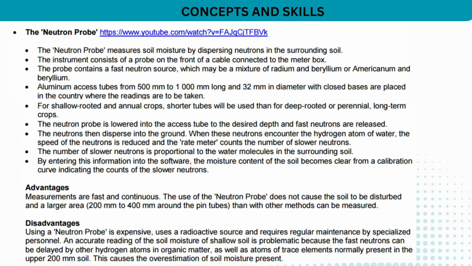Disadvantages. Using a neutron probe is expensive, uses a radioactive source and requires regular maintenance by specialized personnel. An accurate reading of the soil moisture of shallow soil is problematic because the fast neutrons can be delayed by other hydrogen atoms in organic matter, as well as atoms of trace elements normally present in the upper 200 mm of soil. This causes the overestimation of soil moisture present.